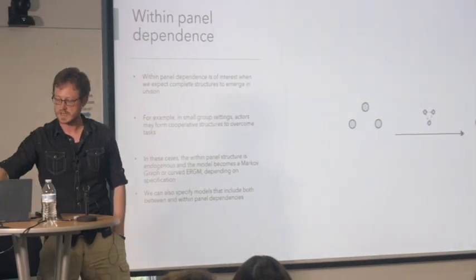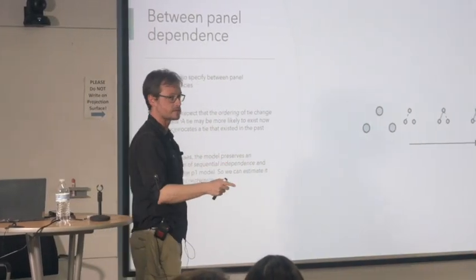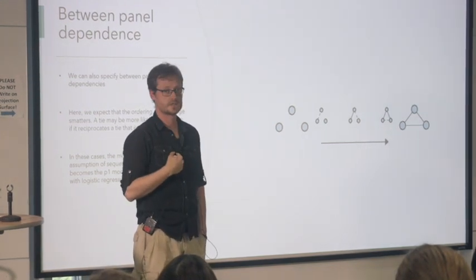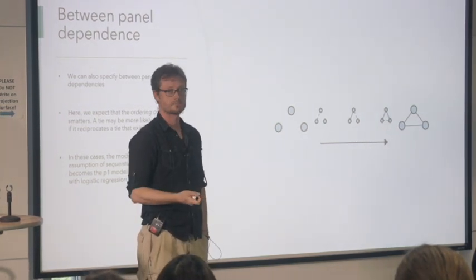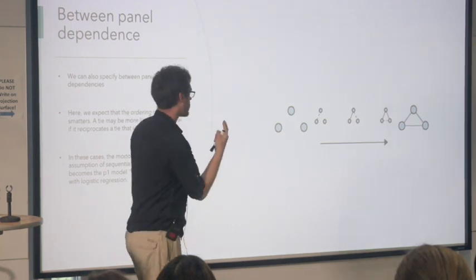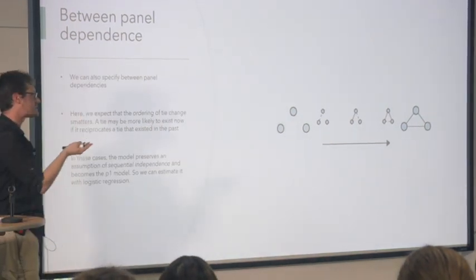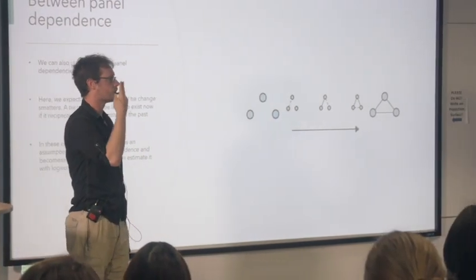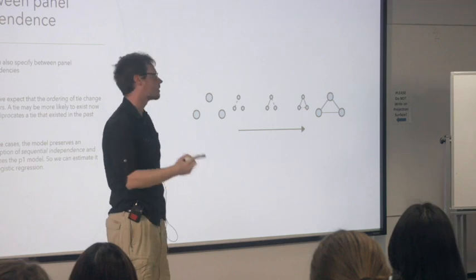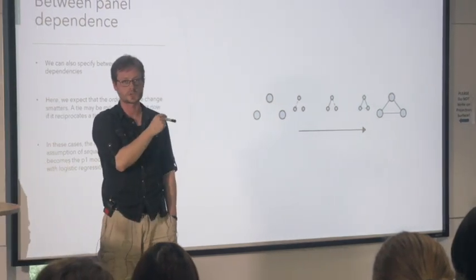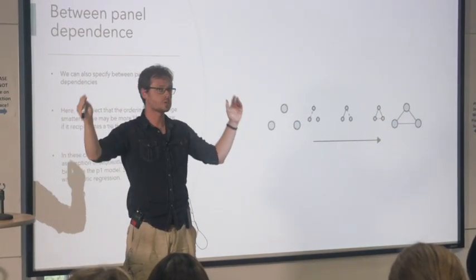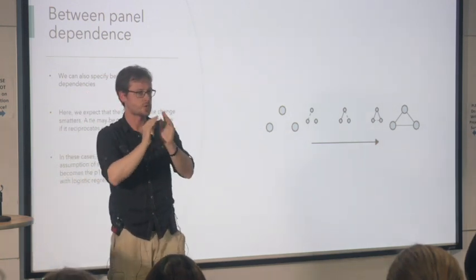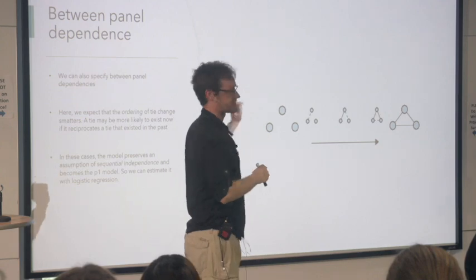I am forming a tie with you now. I am saying you're a friend with me today because you said I was your friend in the past. That's a between panel dependency. Okay? And so these two processes are often conflated. And part of the reason is because as the time duration increases between two network panels, it becomes harder and harder for TERGM to accurately account for the between panel dependence. And that's because more and more tie changes go unobserved. But as our tie durations get smaller and smaller, our between panel estimates get more accurate.